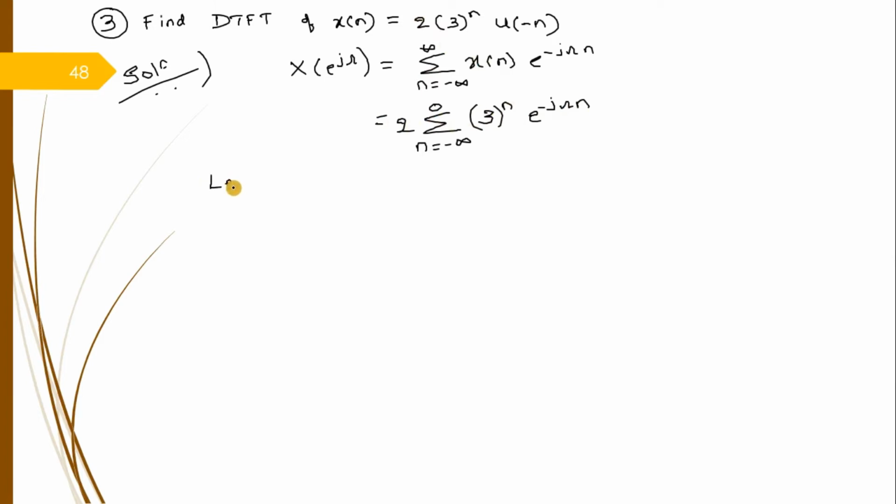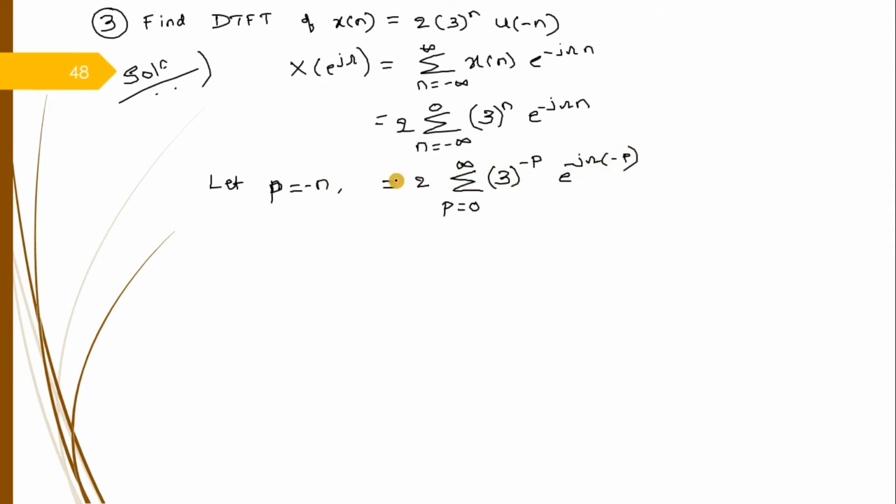So let me consider p equal to minus n, because minus infinity to 0 is a bit difficult to solve, that's why I'm taking it like this. 2 summation, I'll put p here because of minus n. If n is minus infinity, p should be infinity, so it gets reversed. If I just invert the signs, it gets reversed. Wherever n is there, you have to write it as minus p.